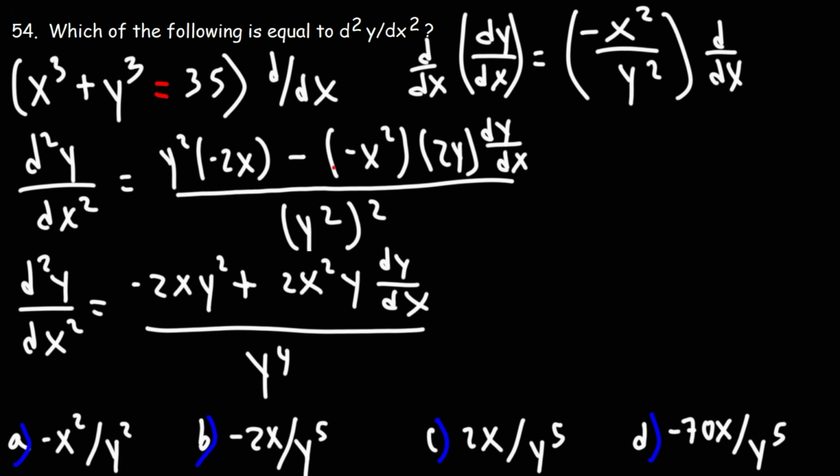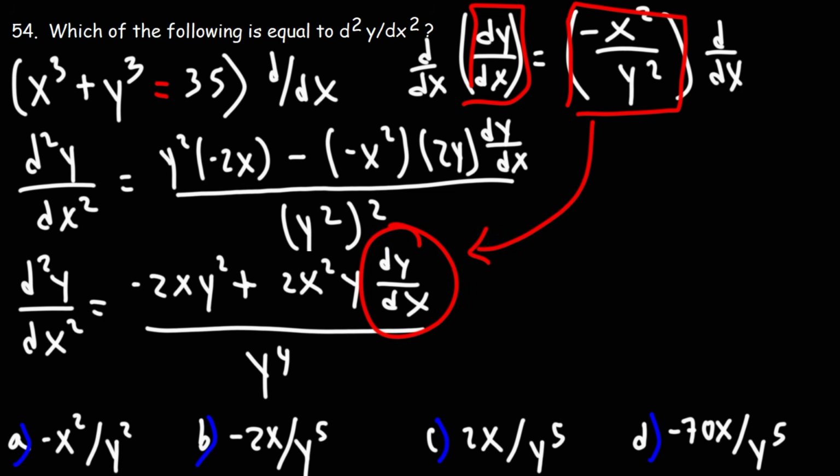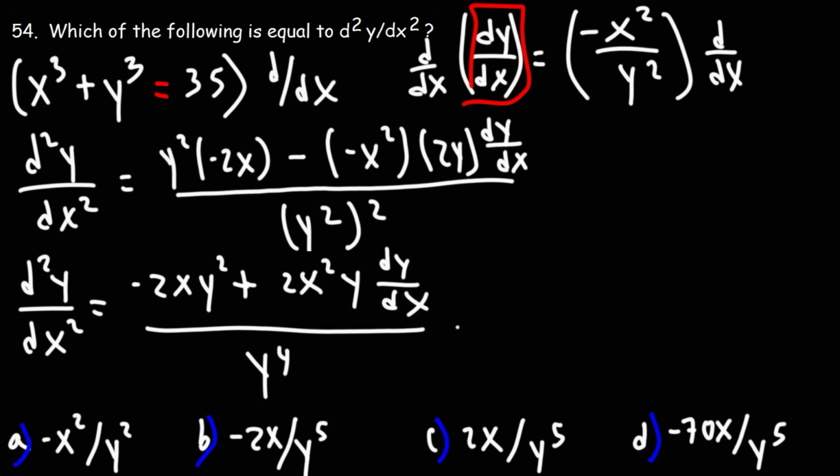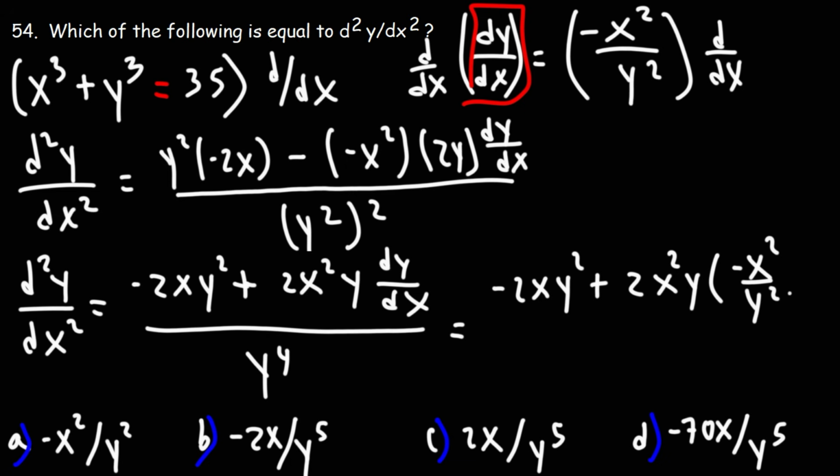Now notice that dy dx is equal to negative x squared over y squared. So we want to replace dy dx with that. So this is going to equal negative 2x y squared plus 2x squared y times negative x squared over y squared.